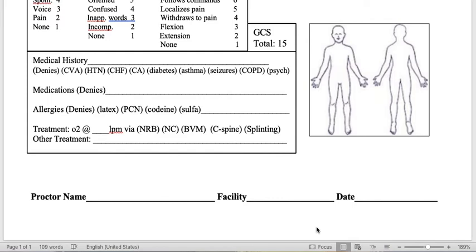Make sure at the bottom that the proctor, the person who tested you on the simulation, signs the bottom, initials it, and dates it. Remember, you need a total of 10 patient contacts, 5 medical and 5 trauma. Remember to bring your orange packet and also a black or dark blue ink pen to fill these out.